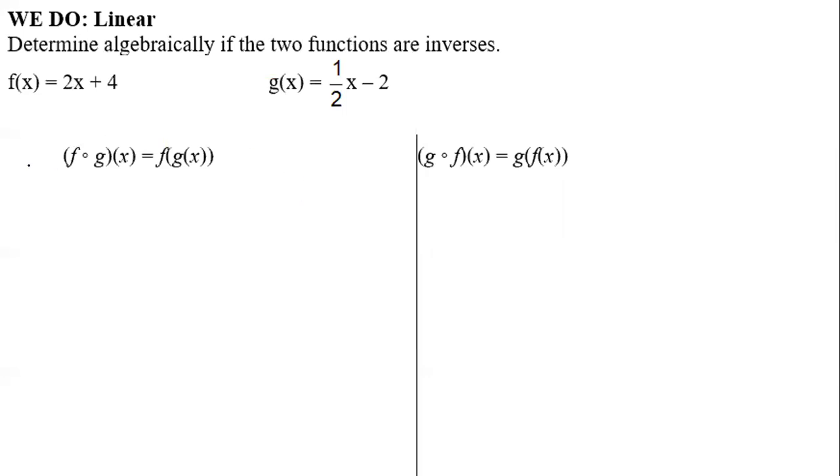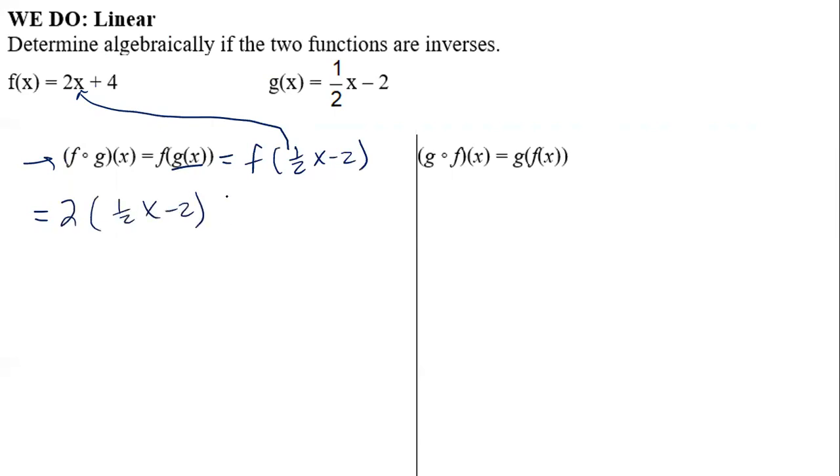Okay, so the first thing we're going to do is f of g. So that means we're going to substitute g of x in for x in the f function. And what this looks like is that f of 1/2 x minus 2. So what that means is wherever x is, which is there, I'm plugging in this guy. So continuing that, it becomes 2 times 1/2 x minus 2. I distribute.